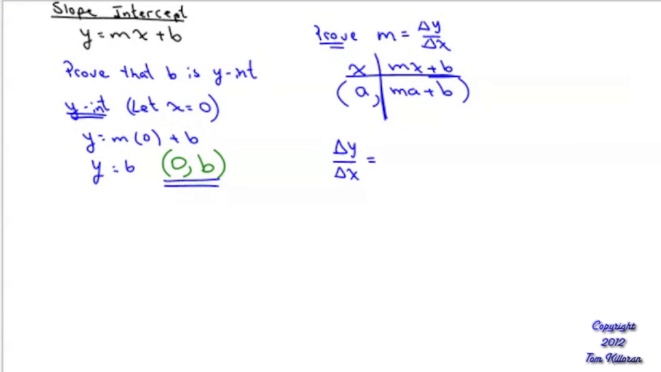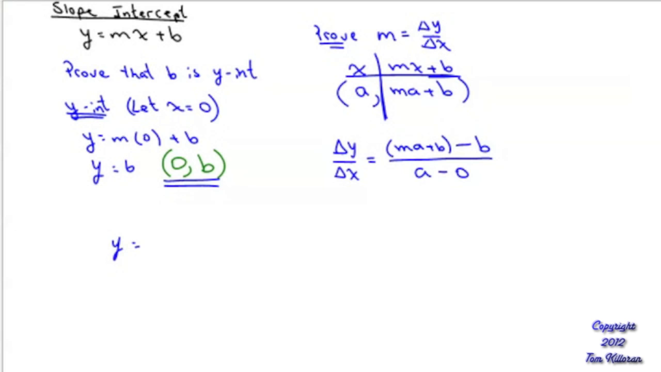All right, so your change in y is going to be ma plus b minus the y coordinate over there, b, divided by the x coordinate from this one, a, minus the x coordinate from that one, 0. It's like pulling teeth. I'm watching you and then I'm going to write it down.